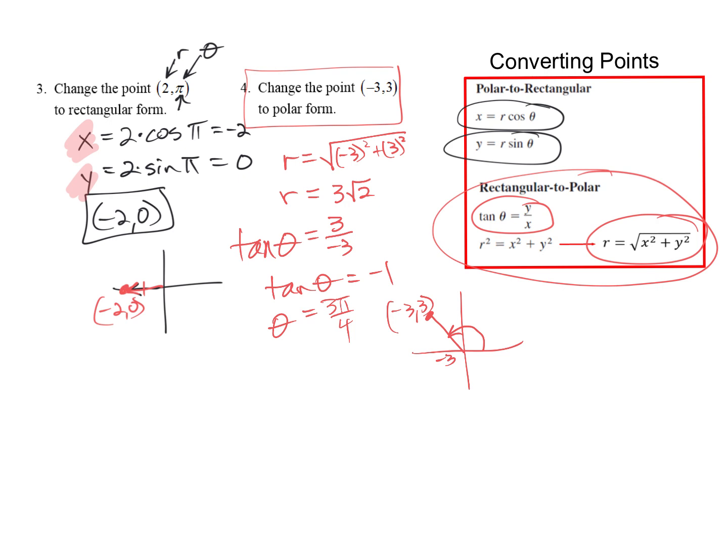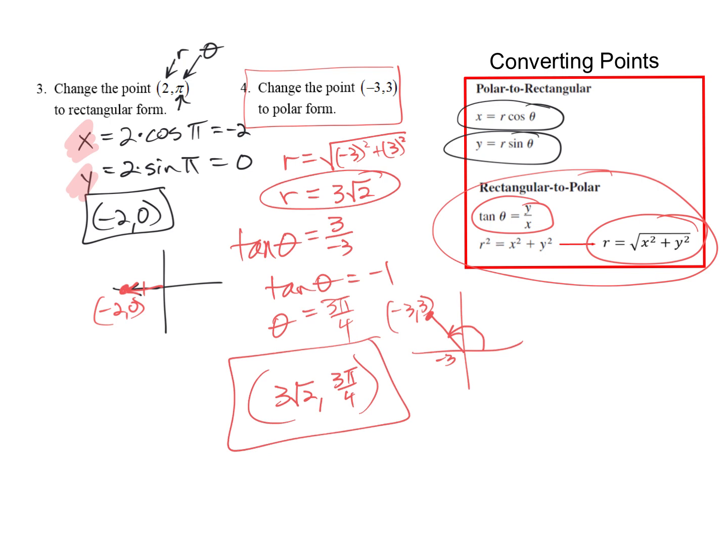So our point then, don't forget it's the r that goes first, so it's 3 square root of 2 comma 3 pi fourths. Or it's negative 3 square root of 2 comma 7 pi fourths. But who wants to get complicated? Let's just leave it like this. Give the simplest answer. Don't tax your brain.